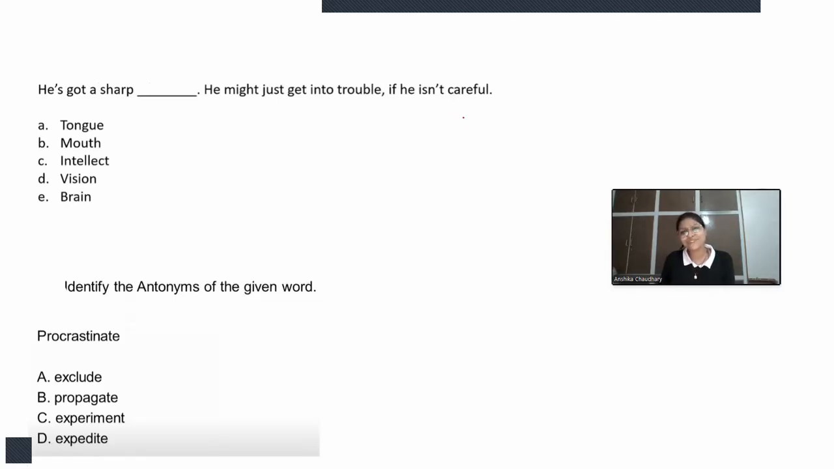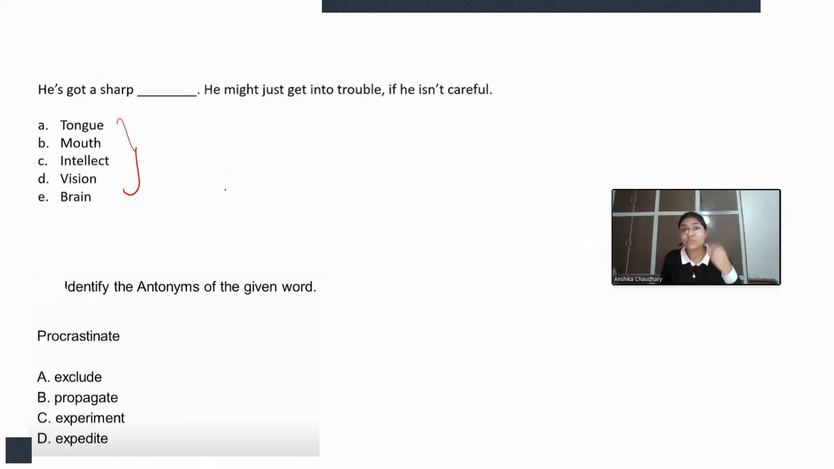All right. So we usually say to our siblings, तुम्हारी जुबान बहुत चलती है, right? Usually in Hindi, like we say तुम्हारी जुबान बहुत चलती है, तुम्हारी जुबान बहुत लंबी है. According to the blanks, mouth is not making any sense. Like, he's got a sharp mouth. No, right? Intellect. If someone has sharp intellect, he is never going to be in trouble, right?